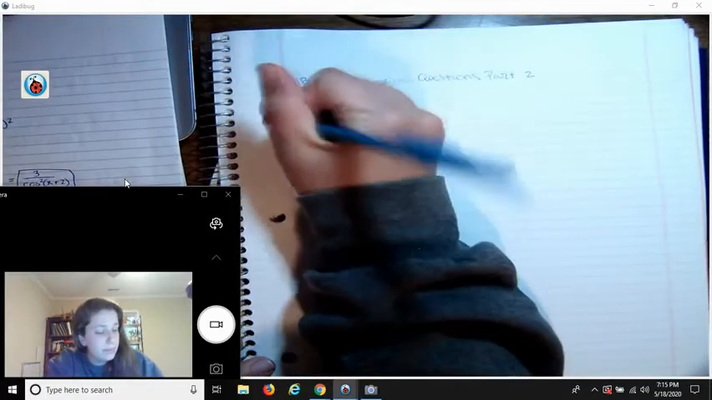So number 10. Let me pull up my original solution so that I can see what you guys saw. Okay, so number 10, it says the diagram shows the graph of the function g of x.